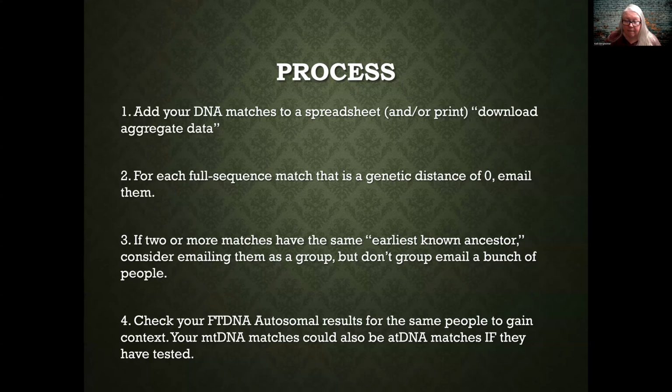And check your Family Tree DNA autosomal results, so that's Family Finder, for those same people to gain some context in where it is that they are a link to you mitochondrially potentially, or where do their Gearharts fit in with your Gearharts, or where do their Bosemans fit in with yours, and that sort of thing. So your mitochondrial matches could also be autosomal matches if they've tested. If there's a close enough connection in time, they might show up on your autosomal DNA list.